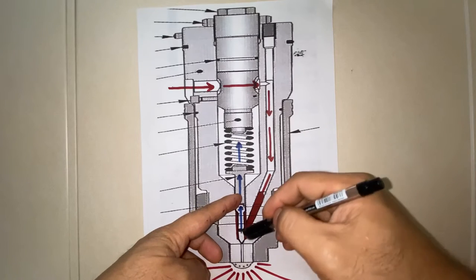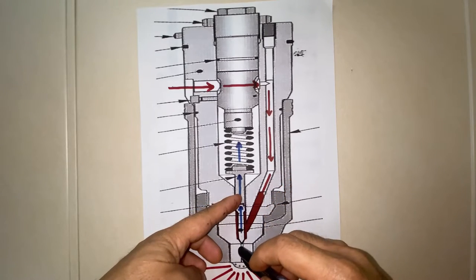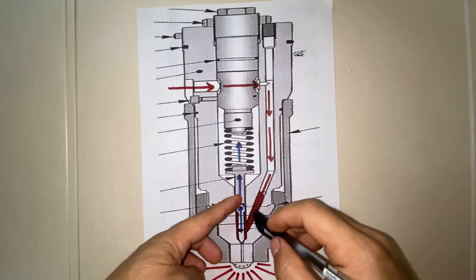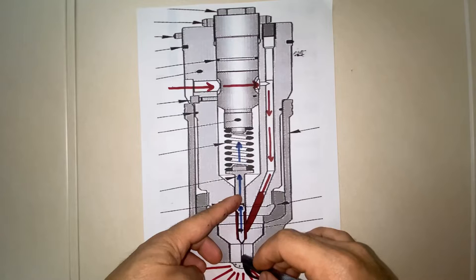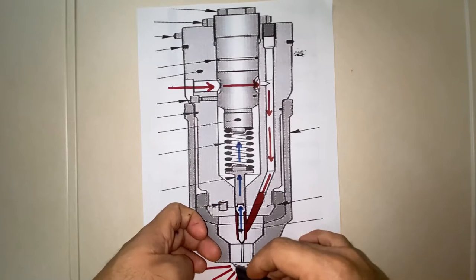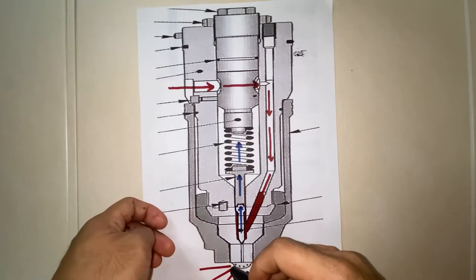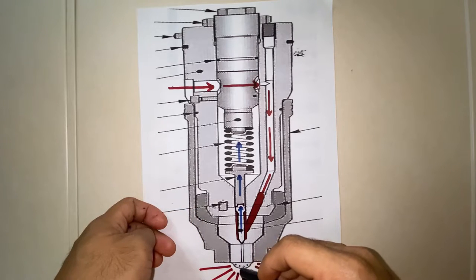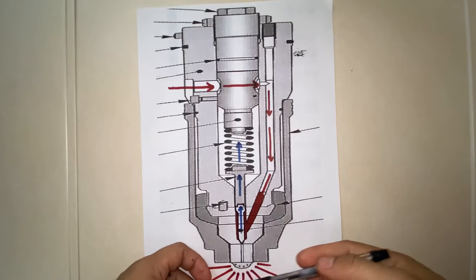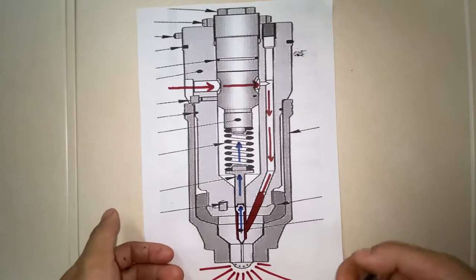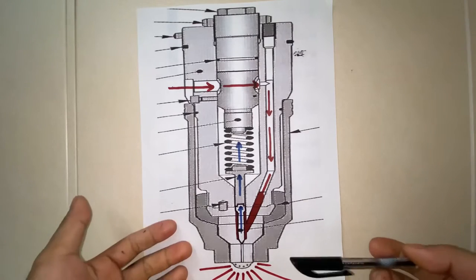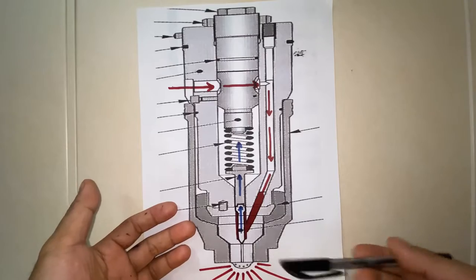By this, the tension of the spring is overcome by the pressure of the fuel oil, creating a small narrow chance for the fuel oil to escape through this line in a very high pressure state. It will escape to your nozzle tip and to the holes on your nozzle. Then it will go out in an atomized condition, creating combustion in your cylinder. So basically, that's how a fuel injector works.